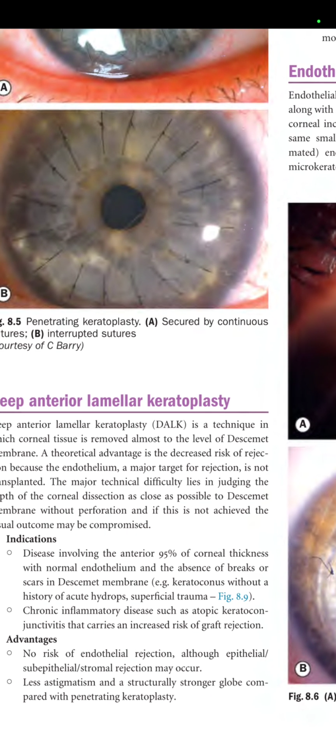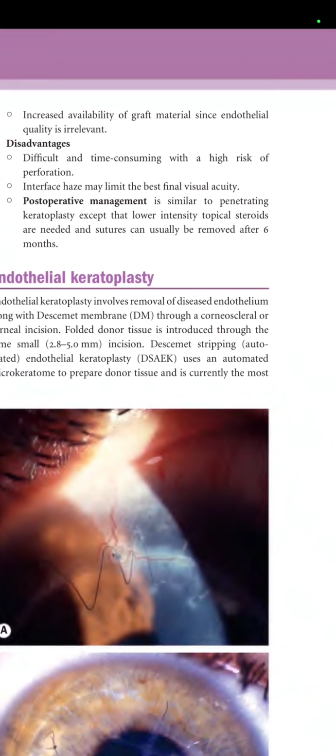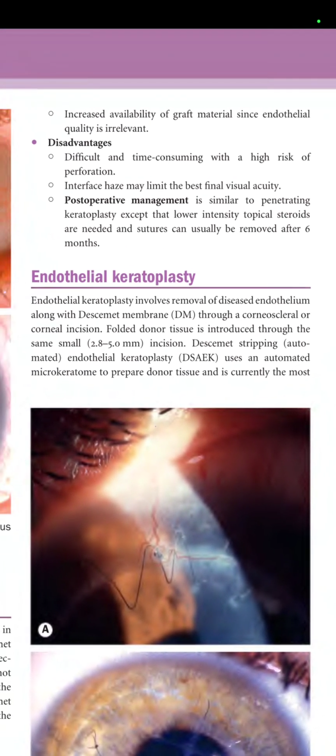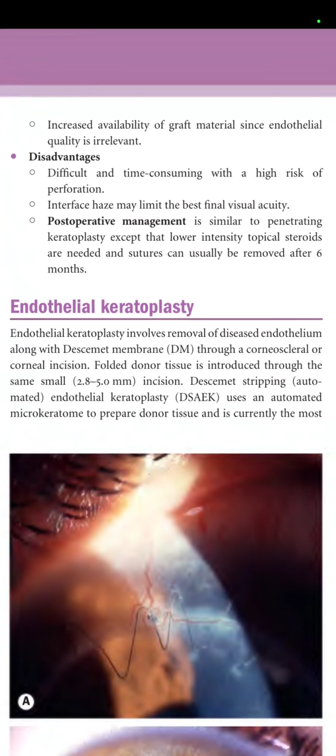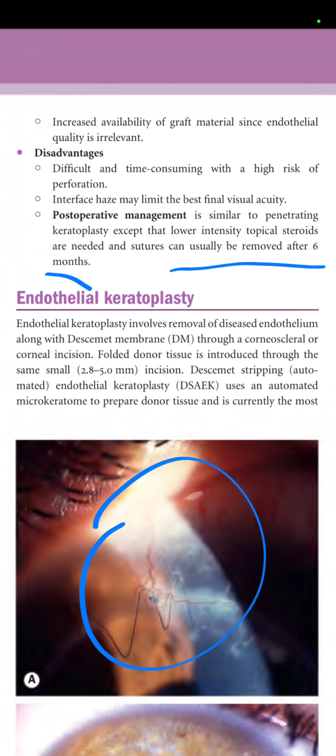Advantages: no risk of endothelial rejection, although epithelial and stromal rejection may occur, less astigmatism, and a structurally stronger globe compared with penetrating keratoplasty. Increased availability of the graft material since endothelial quality is irrelevant. Disadvantages: difficult and time consuming with high risk of perforation. Interface haze may limit the best final visual acuity. Post-operative management is similar to penetrating keratoplasty, except that lower intensity topical steroids are needed and sutures can be removed after 6 months. There is going to be graft host interface haze.